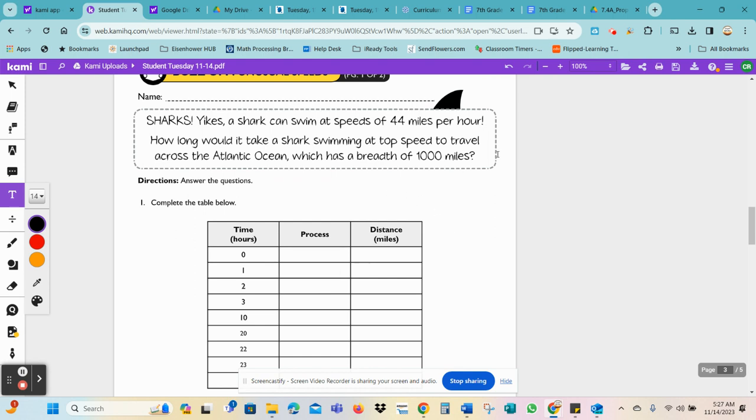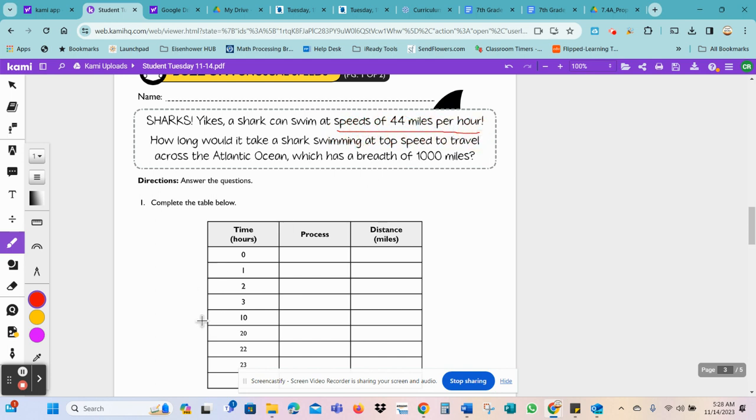So you're going to follow the same concept here. Sharks. Yikes! A shark can swim at speeds of 44 miles per hour. How long will it take a shark to swim at top speeds to travel across the Atlantic Ocean, which has a breadth of 1,000 miles? All right, so I want you to go ahead using that same concept we did before with the honeybees. Use this one with sharks. Now, look at the information we have. The speed is 44 miles per hour.